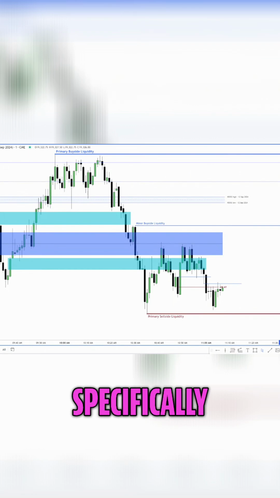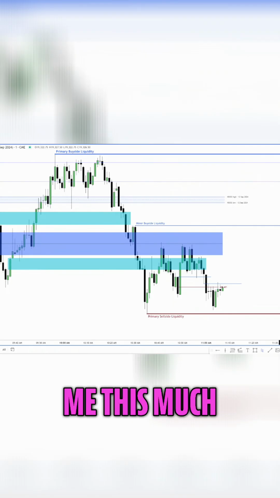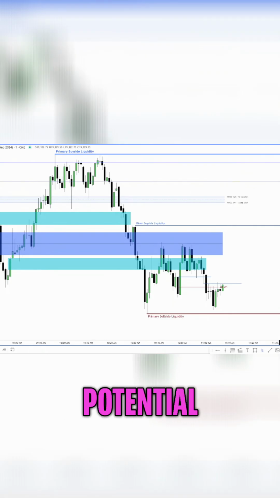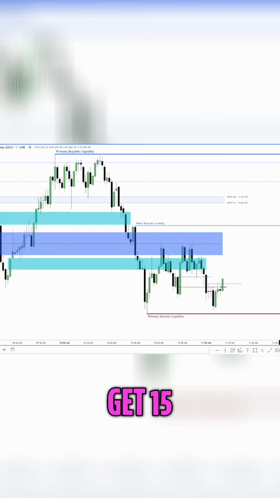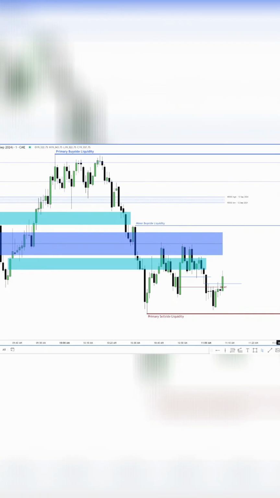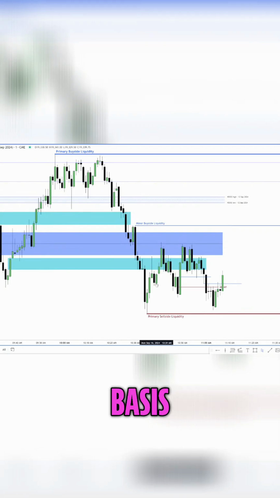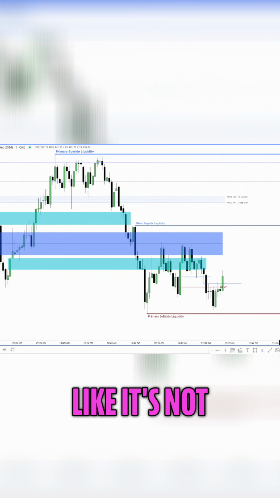or him specifically, but while I execute in front of you, it has to give me this much range potential, because I could still probably fancy dance and get 15 handles out of that, and even if the trade turns around, I should be able to take 15 out of that. But 10 handles like that, when you have a market that's moving around like this on a day by day basis, it's kind of like it's not worth it.